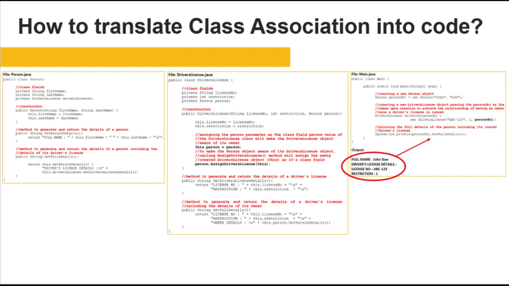The assigned driver's license method of the person class is also called, passing the actual driver's license object as its parameter. This is the way to simulate and perform the class relationship, specifically association, between these two objects. Now, by calling the full details method of the person object, we can print the values of the person, including the details of his or her driver's license.